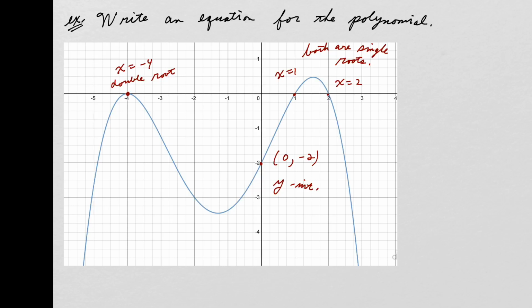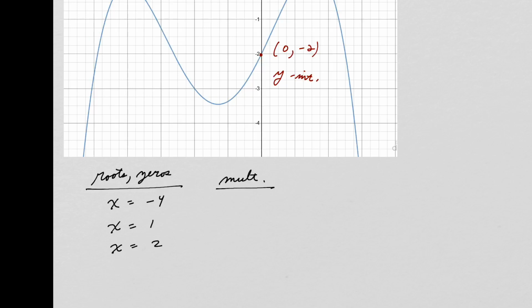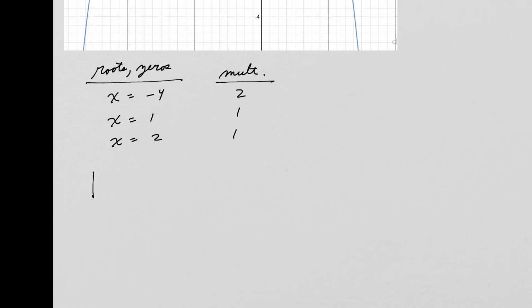All right, so to summarize, I'll make a little table here. I have my roots, which are also called zeros, and their multiplicities. So I have x equals -4, x equals 1, x equals 2. And remember, the multiplicity was 2, 1, 1. Okay, so I know that my polynomial has to have the following form.